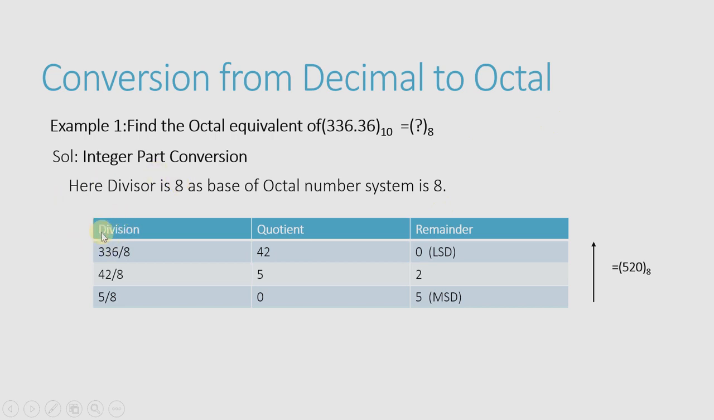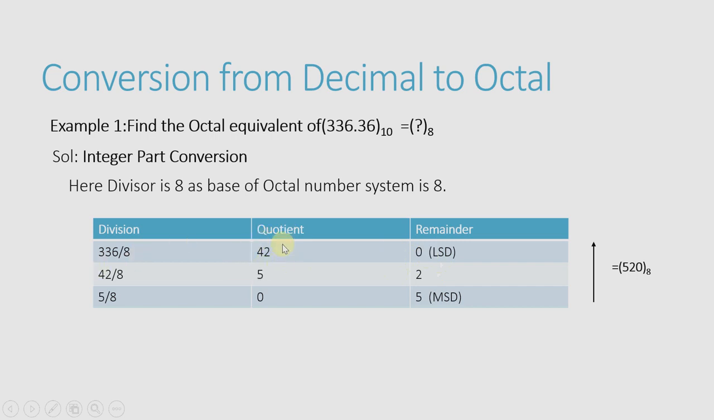Again we create a table with 3 columns: division, quotient, and remainder. Again this number consists of both integer as well as fraction part. So first we will solve the integer part. The integer part is 336 and my divisor is 8, because I have to convert it into an octal number. So we do the first step, 336 divided by 8. Now the quotient becomes 42 and the remainder becomes 0.